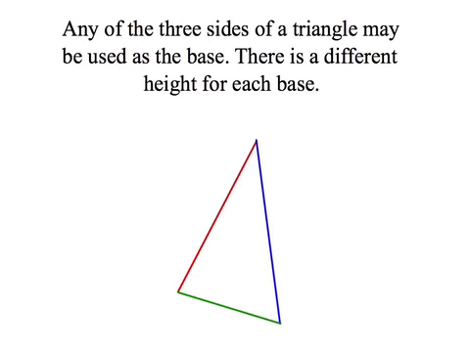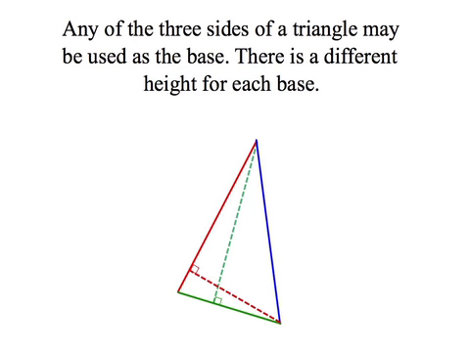Any of the 3 sides of a triangle may be used as the base, and there is a different height for each base. In this triangle, we've colored each side a different color, and we've drawn the height from the opposite vertex down to the green side, which we're now calling the base. So the solid green segment is the base, and the dotted line in green is the height relative to that base.